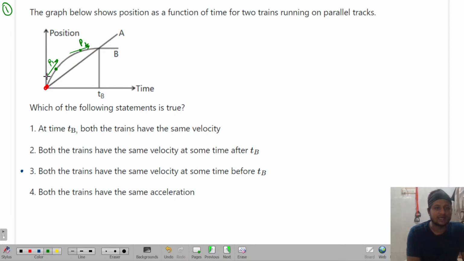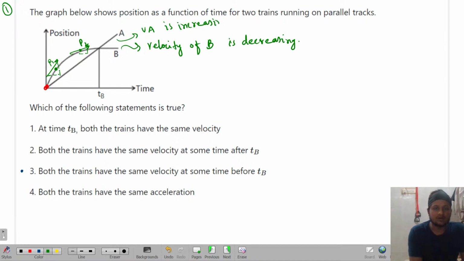What you observe is that if I draw a right angle triangle on these tangents, the size of the right angle triangle is decreasing. That means what? Velocity of B is decreasing. Got it or not? First point. And velocity of A is what? Here slope is positive. That means velocity of A is increasing.